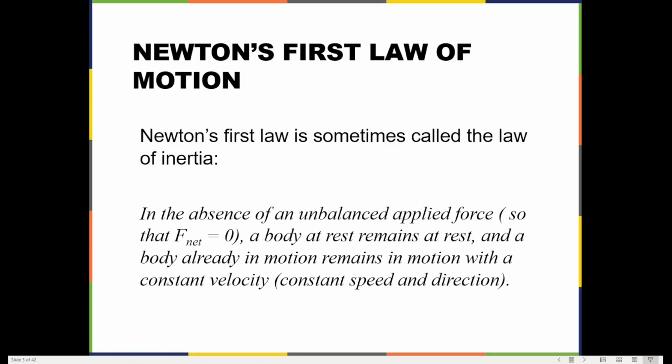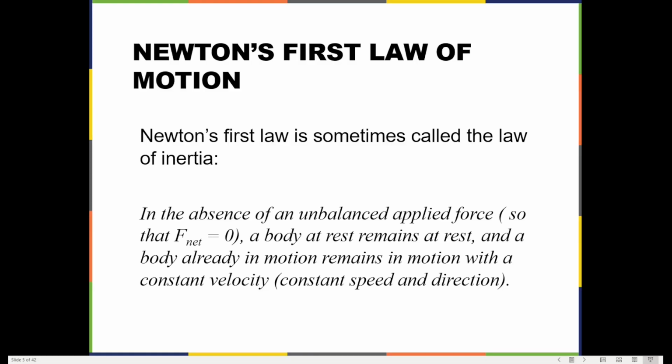Now that we understand a little bit better about the concept of force, let's introduce Newton's first law, which states that objects at rest remain at rest, objects in motion remain in motion, unless acted on by a force. That's Newton's first law. And in fact, it was Galileo Galilei that first stated Newton's first law.